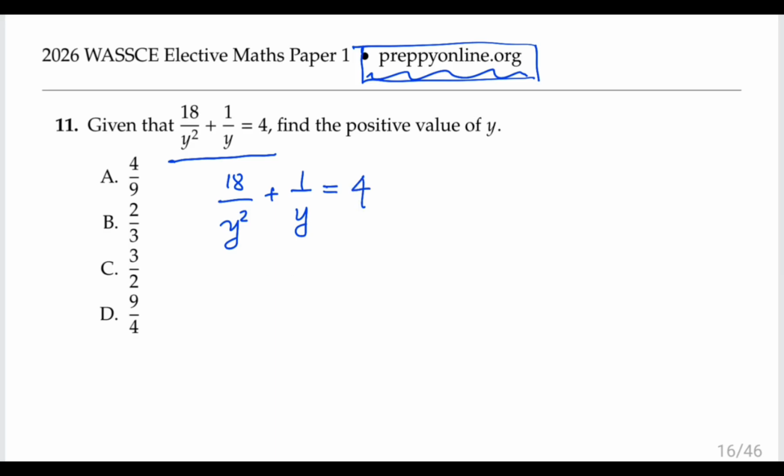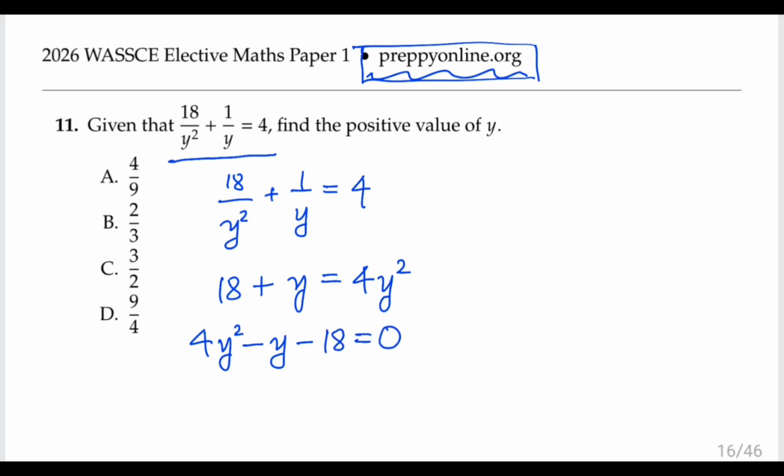If we multiply every term of the equation by y squared, we get 18 plus y squared times 1 over y, which is y, and 4 times y squared, which is 4y squared. So here we have a quadratic, but we have to rearrange it and set it equal to 0. So we have 4y squared minus y minus 18 is equal to 0. We want to factorize this quadratic expression.